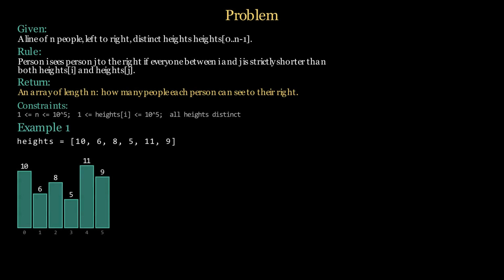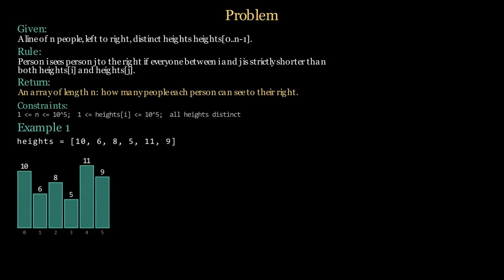Given a line of n people with distinct positive heights. Each person looks to the right. Person I sees person J if everyone strictly between them is shorter than both endpoints. Return an array where entry I counts how many people to the right person I can see. Constraints: n up to 100,000, heights up to 100,000, all distinct.